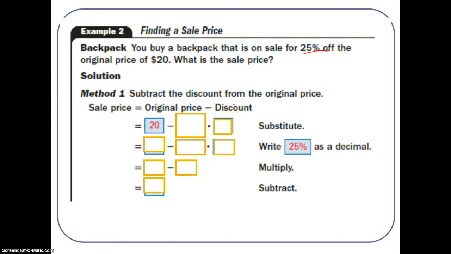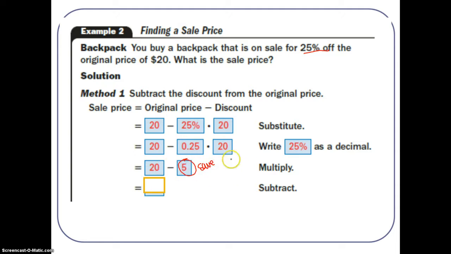So $20, subtract 25% times 20. Change the percent to a decimal, multiply 0.25 times 20, and then subtract. This is how much you save on the item, $5. 20 minus 5, the backpack now costs $15.